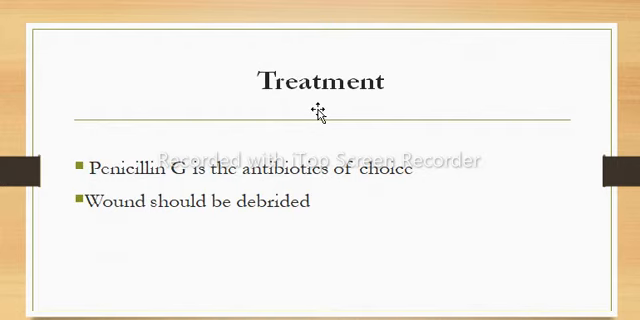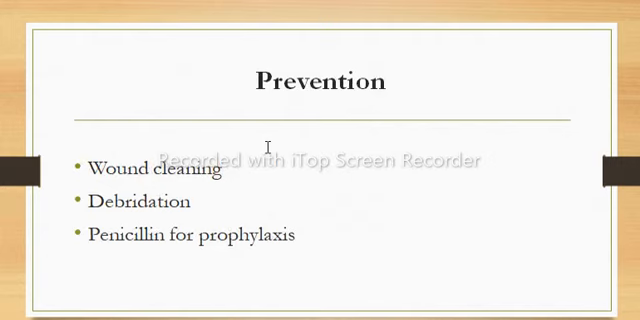Treatment of Clostridium perfringens. The drug of choice is penicillin G. The wound should be debrided to remove dead, contaminated, or adherent tissues or any other foreign materials. In prevention, the wound should be cleaned and debrided. Also, penicillin may be given for prophylaxis.